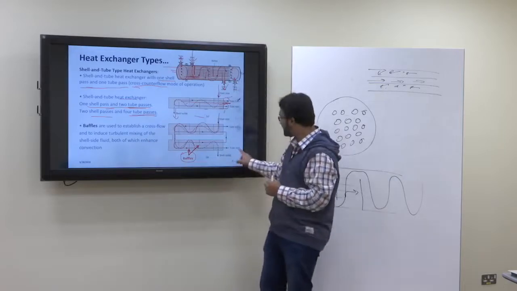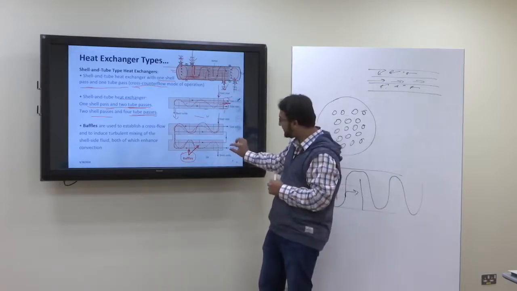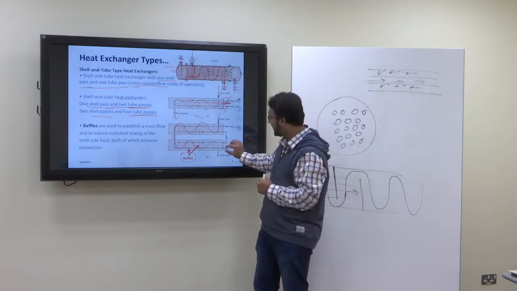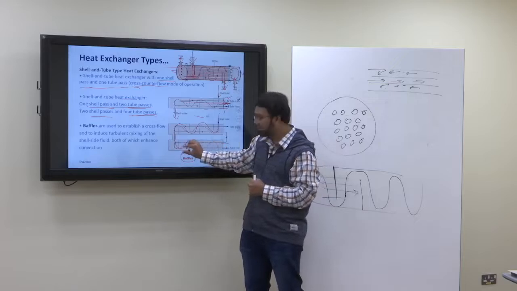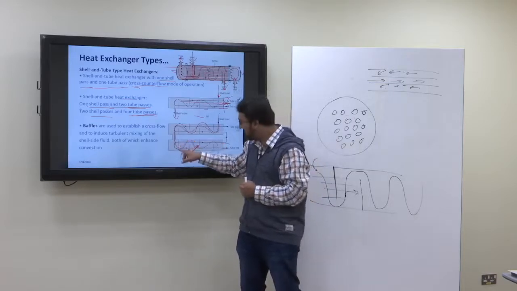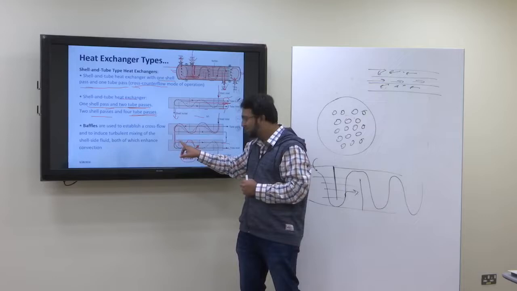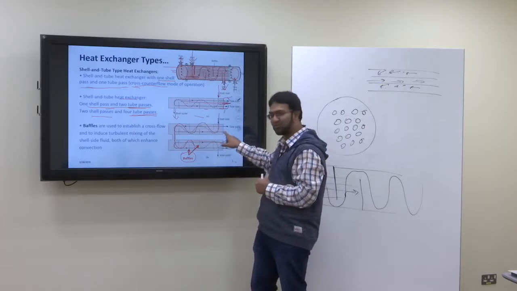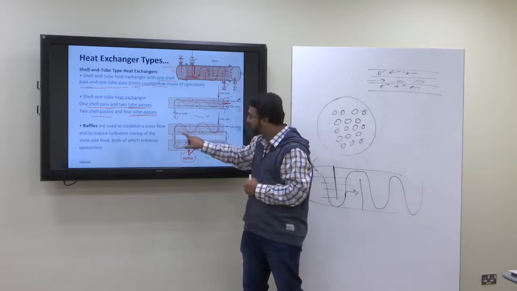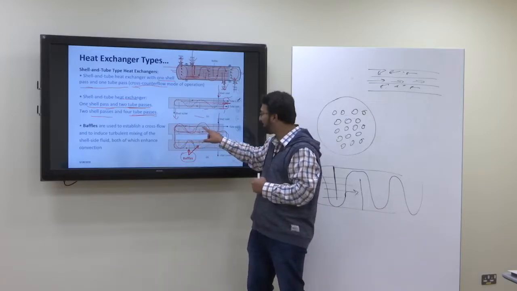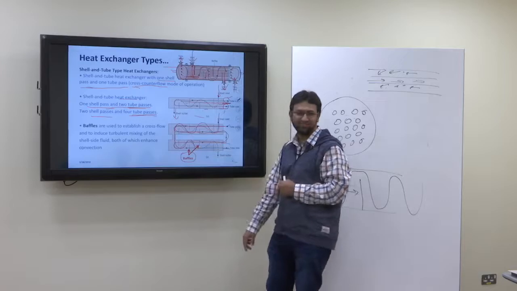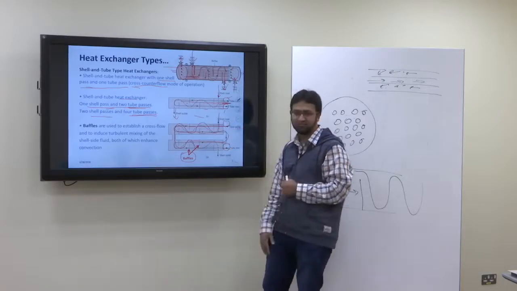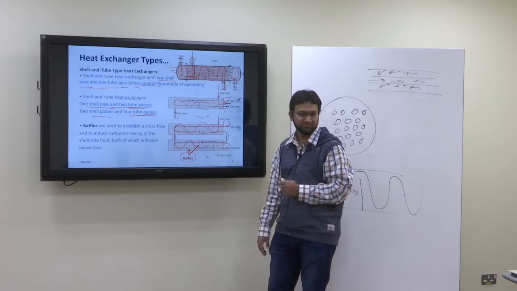So this is two shell passes and there are four tube passes. If you see here, the tube inlet here, let's say 10 tubes or 20 tubes are entering. All of these tubes pass through the shell body and then take a U-turn, pass through the shell body again, then take a U-turn, pass through the shell body again, then take another U-turn, pass through the shell body again, and then leave. So you have an inlet header here, you have an outlet header here. Is it clear?